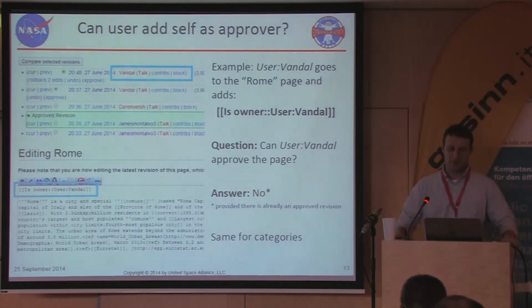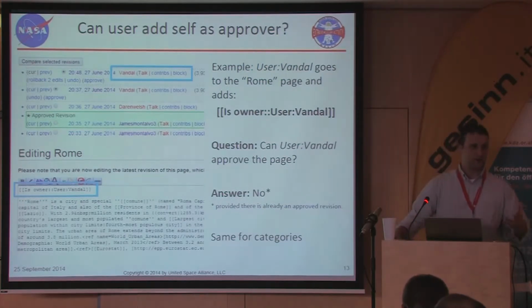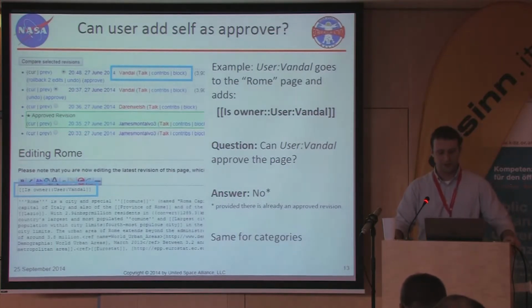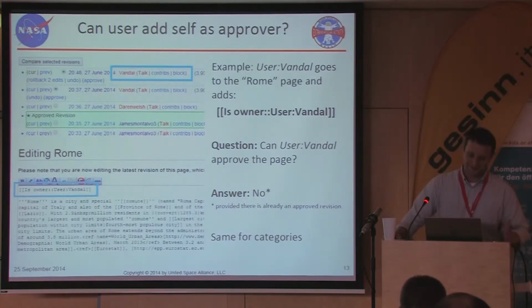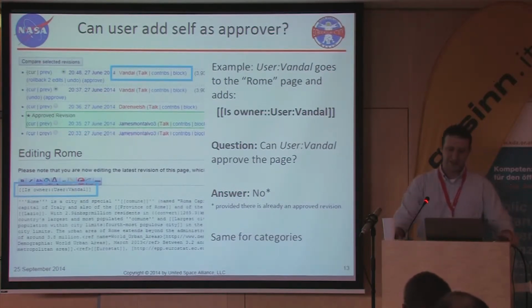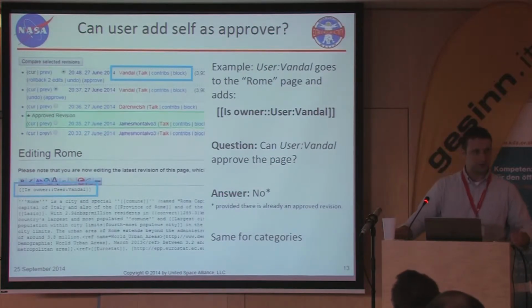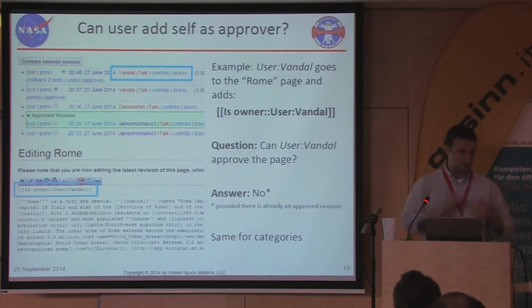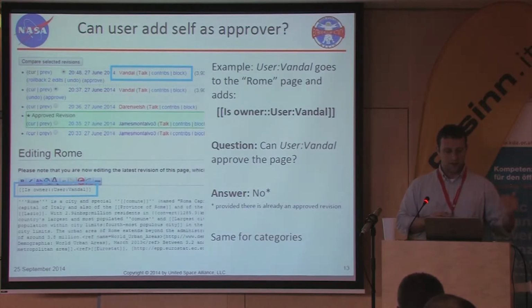So the question that people always ask when I get to this point is, can I go to a page and just set myself as the is owner of the page, and then I'm able to approve the page and do whatever I want? And the answer to that is mostly no, with one caveat I'll get to in a second. Provided the page has been approved before, if you go to the page and edit and add yourself as is owner, or whatever the property you choose to call it, that property won't be set until that edit you just made is approved.